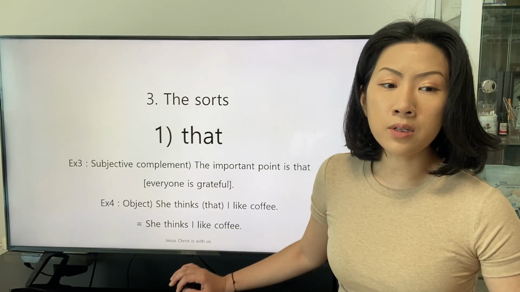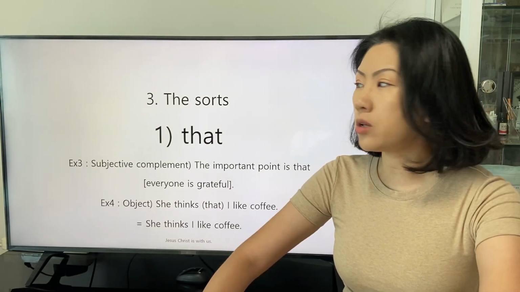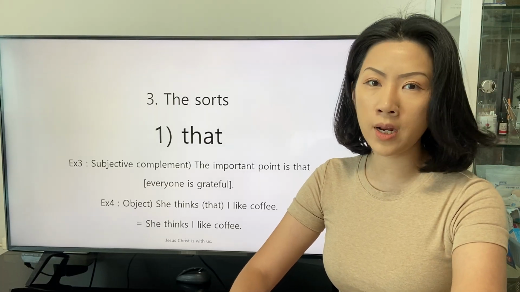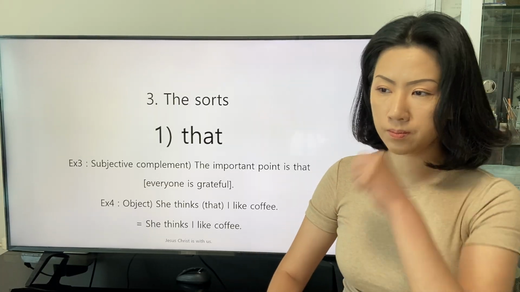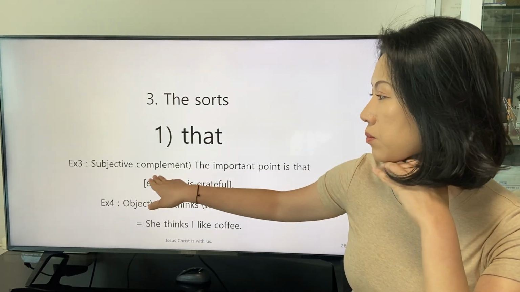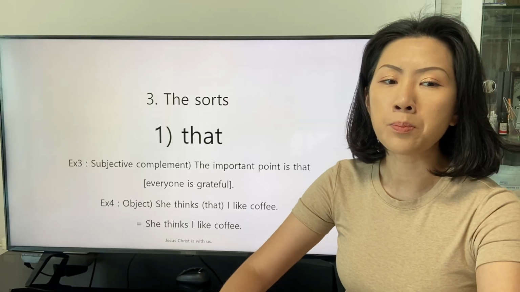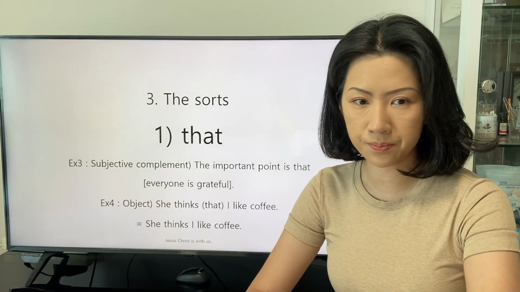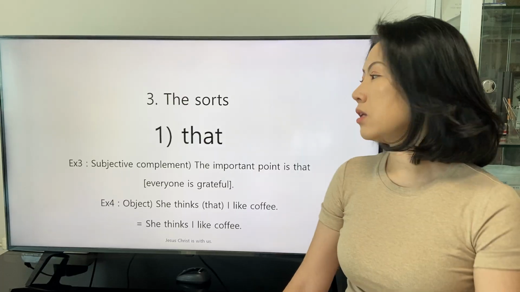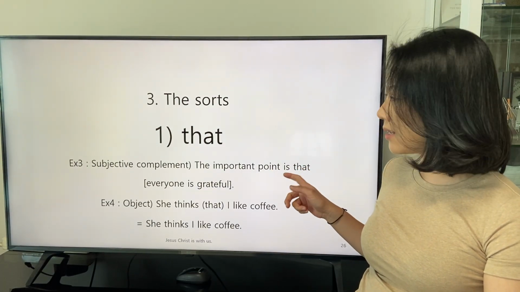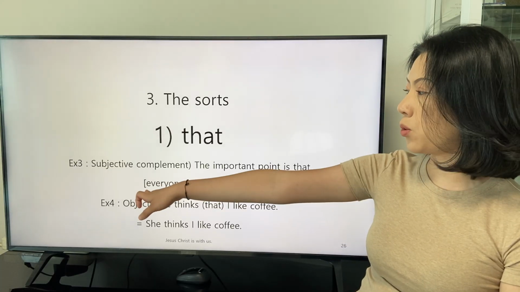The third example, that the subordinate clause and the subordinating conjunction that is applied as a subjective complement is this. The important point is that everyone is grateful. The subordinating conjunction that indicates the subordinate clause.